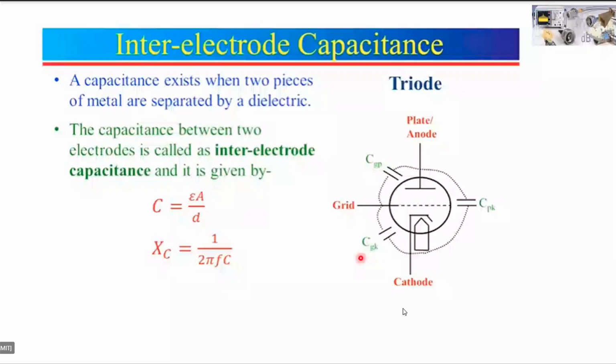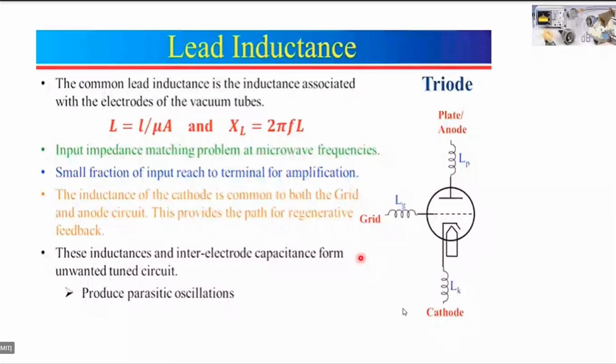So now let us see what is the lead inductance effect at microwave frequency, which hampers using this conventional tube at microwave frequency. So the next limitation of a conventional tube is the lead inductance. Now again the same question, where does an inductance exist? So you can see here it is marked. An inductance exists for a conducting wire at this portion. It is marked LP, LG, LK. So in this wire there exists inductance.